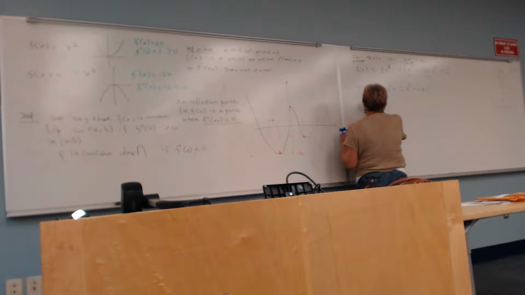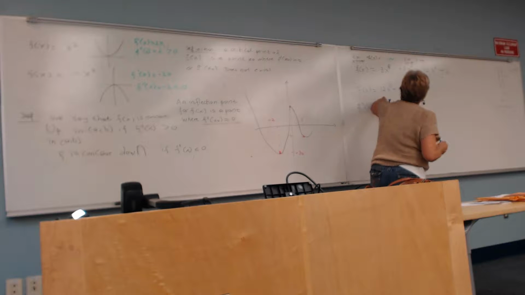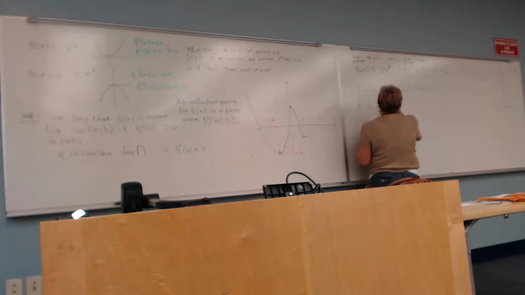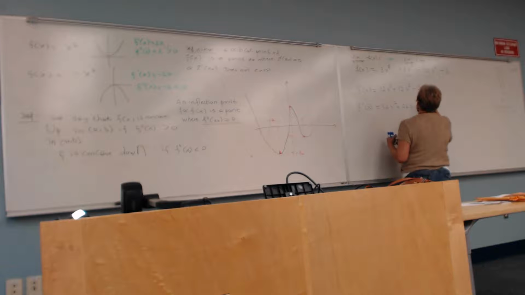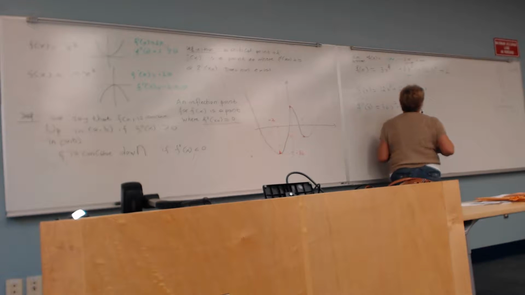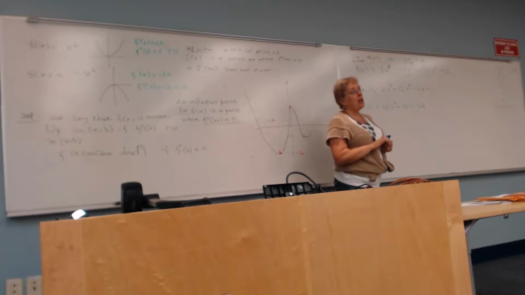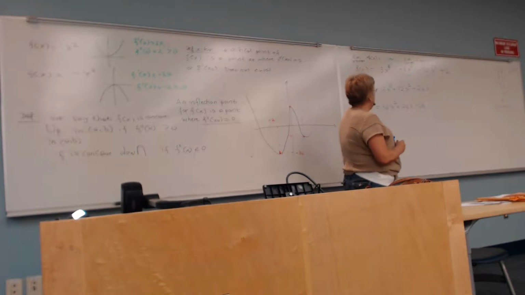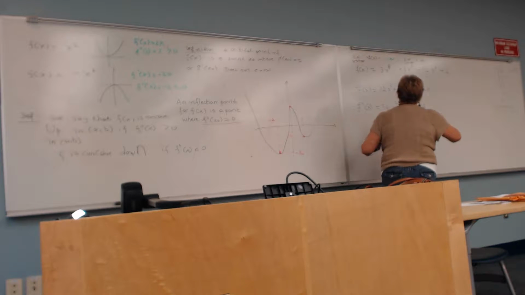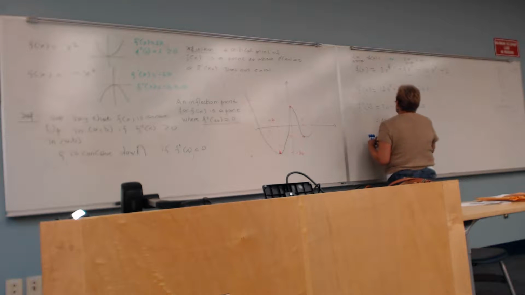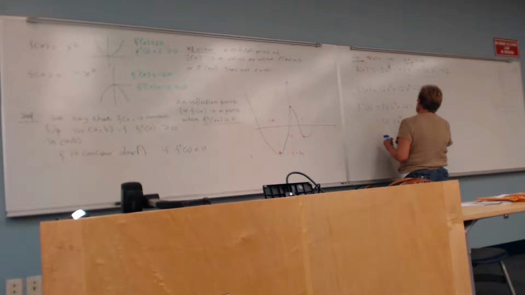Now let's calculate the second derivative of this function. And so 12 by 3 is 36x squared plus 24x minus 24, right? So we can factorize out 12, right? We can factorize 12 and we get 3x squared plus 2x minus 2, right?